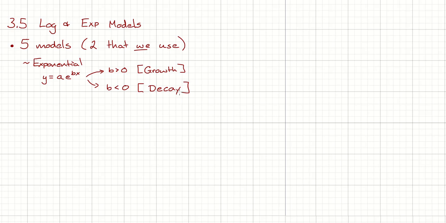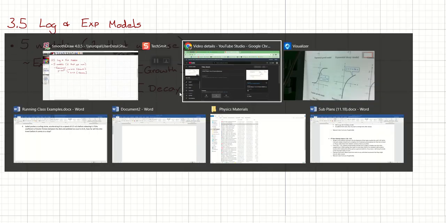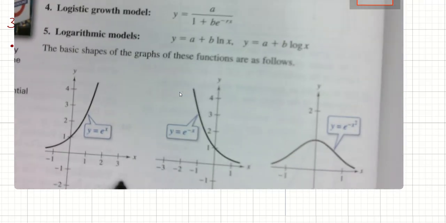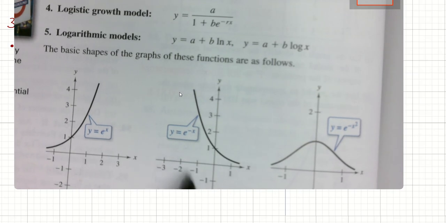Beyond this, just so you know, there are 3 more, and I'm not even going to write them down, but I want you guys to be aware of them, okay? There are 3 more models that show up and are really handy in modeling real-world stuff. Exponential growth and exponential decay, these first 2, these are really, really common.